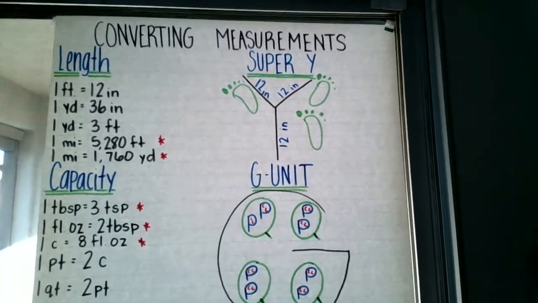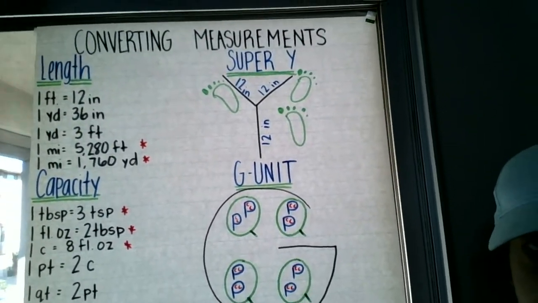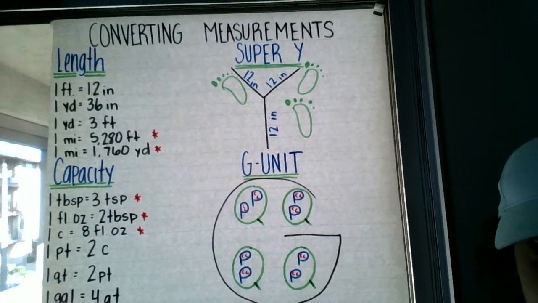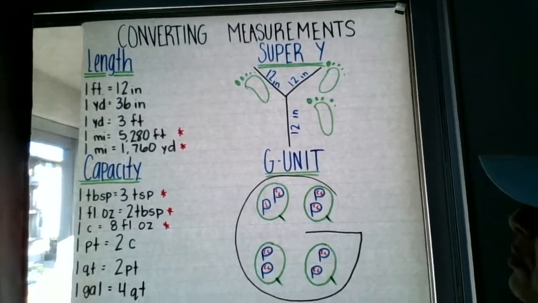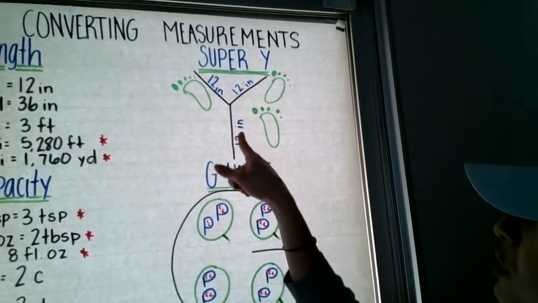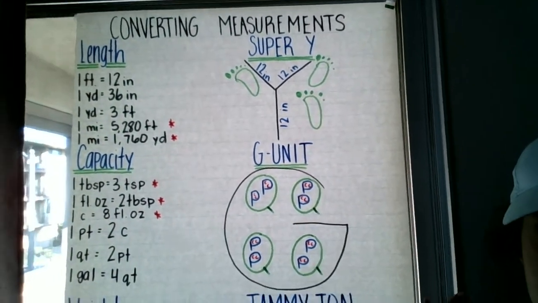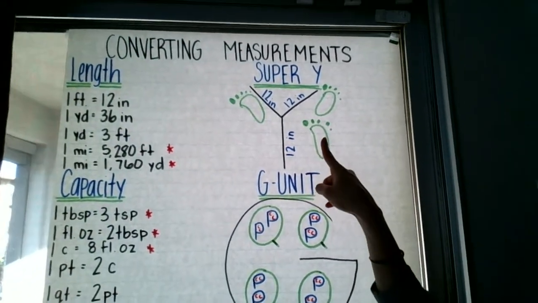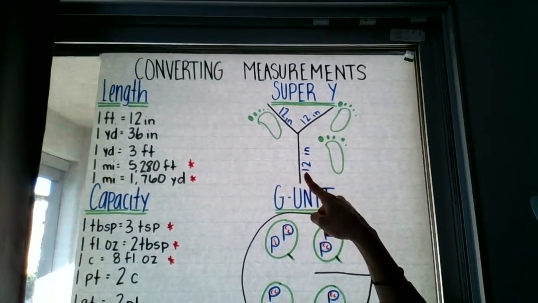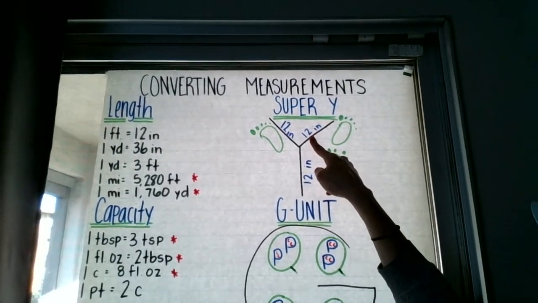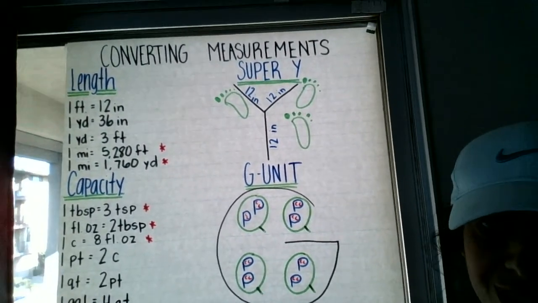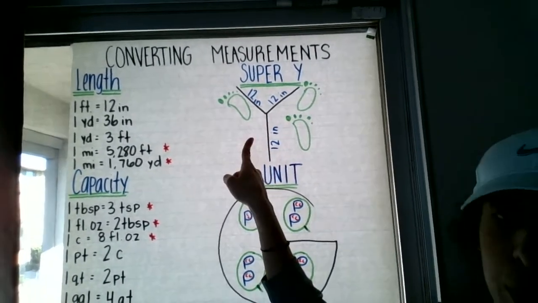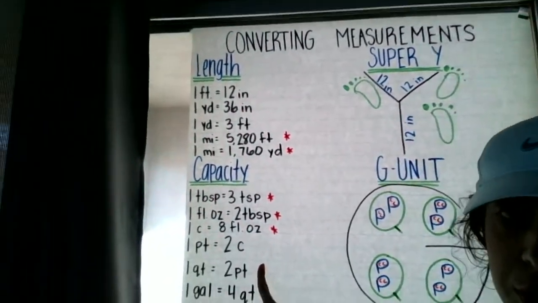Let's say I wanted to ask you, how many inches are in 2 feet? Those of you who know your multiplication or addition, you'll be able to see, 2 feet, 12 plus 12, or 12 times 2, that's 24. Some of you who might have a hard time can look at 2 feet: this foot has 12 inches, and this foot has 12 inches. If I want to know how many there are together, I can add it, or I can do 12 times 2. So that's SuperY. Now we move on to capacity.